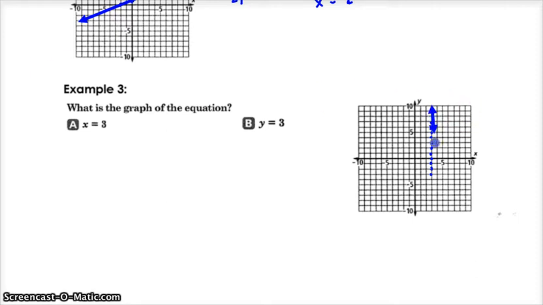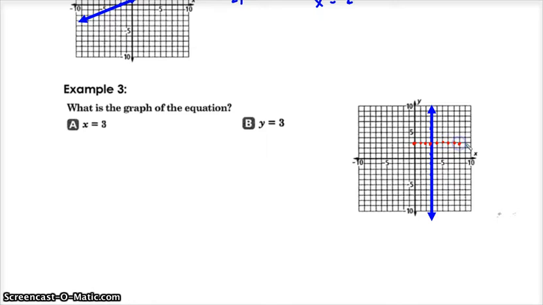So any equation of a line that starts with x equals will be a vertical line. Now, in part B, if I have an equation that's y equals 3, that means that every point on that line will have the y-coordinate of 3. So I'm going to go up 3, 1, 2, 3, and I'm going to put a point so that every point has a y-coordinate of 3.